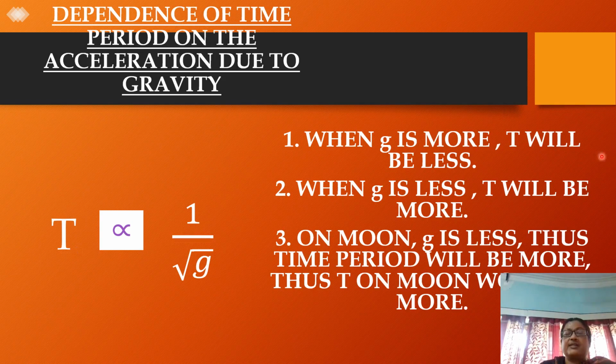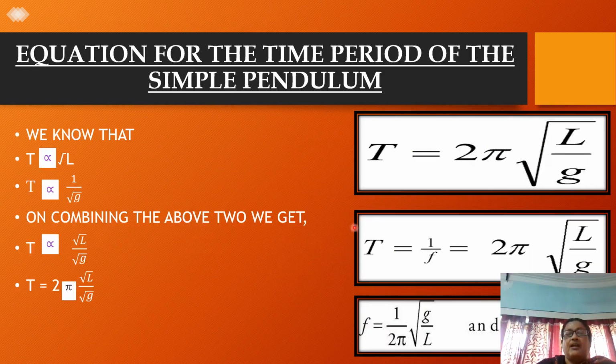Okay, let's go on to the next slide now. In the next slide, I have combined both of them, what we had studied in the last two slides, and then we have found the equation for the time period of the pendulum. From the experiments that were performed, we found that time period is directly proportional to the square root of L. We also found that time period was directly proportional to 1 by square root of g.